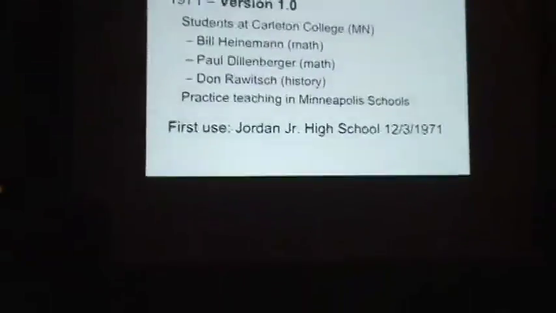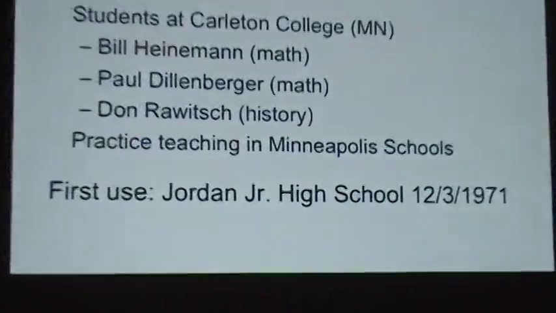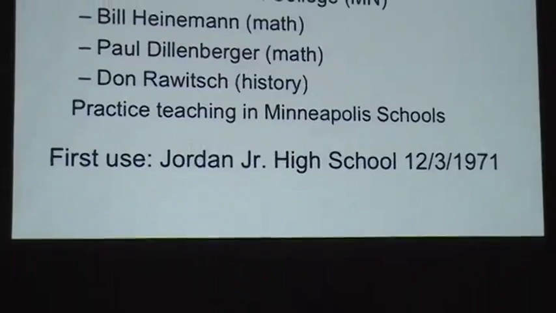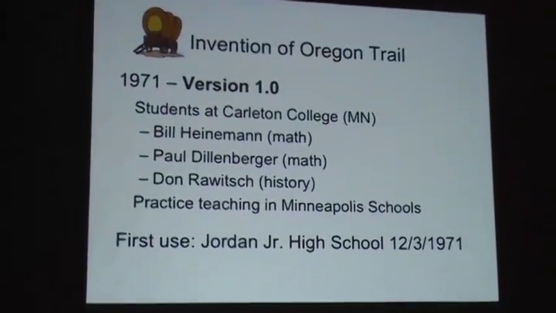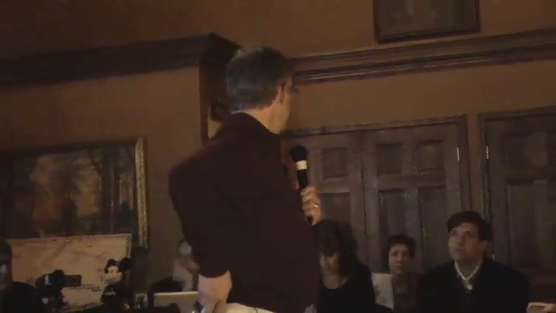So, on December 3rd, 1971, in a building since torn down, Jordan Junior High School, was the first use of the Oregon Trail in classrooms, in my eighth grade social studies classrooms. The kids took to it immediately, of course. Most of them had not had a lot of experience with the computer. You have one teletype in a school building, you don't get on it very often. But also, they weren't used to doing games in the classroom. So this was a great thing for them. This is a big deal.